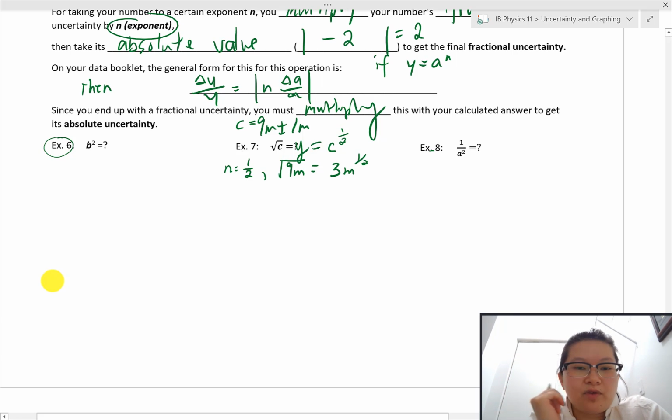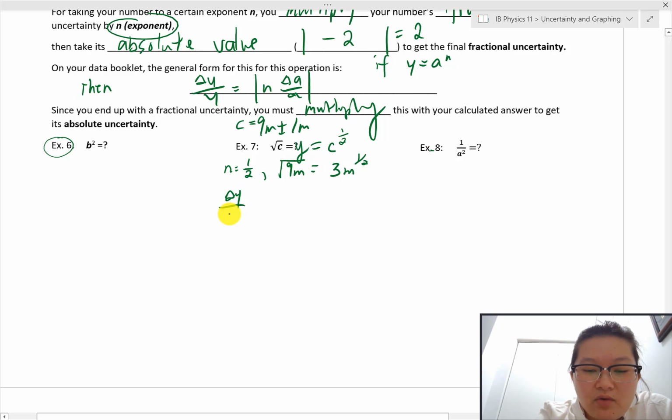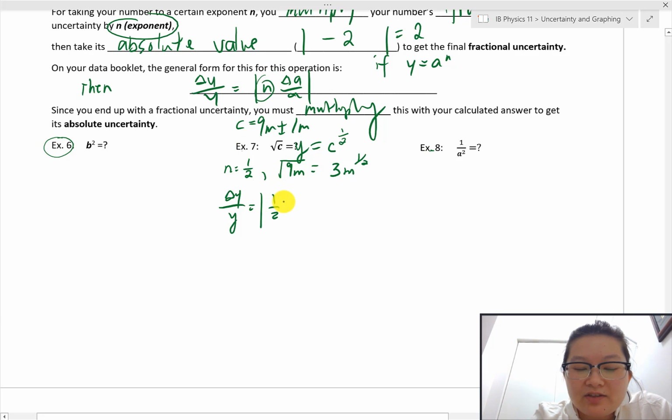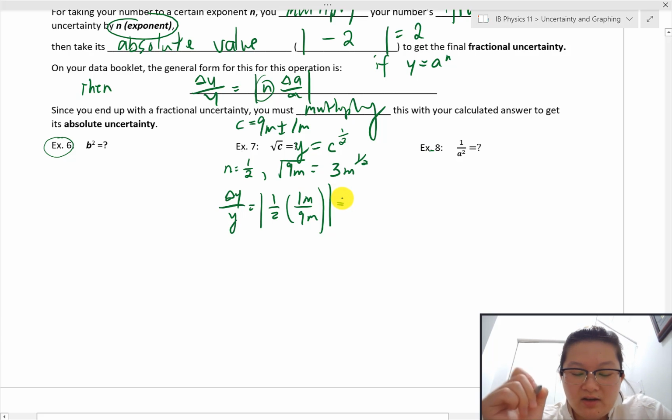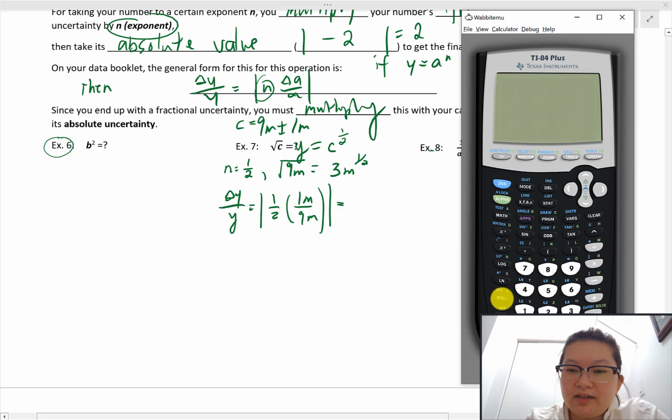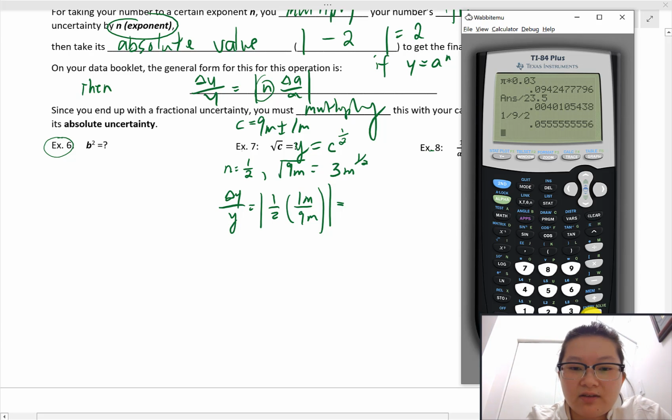We leave that for now, because right now we're going to find the fractional uncertainty of our answer. That's going to be equal to the absolute value of our n, which here is a half, times the fractional uncertainty of c, which is 1 meter over 9 meters. Closing that absolute value sign, we have 1 over 9 divided by 2. Putting that into our calculator, that's going to give us 0.055 repeated, it looks like.